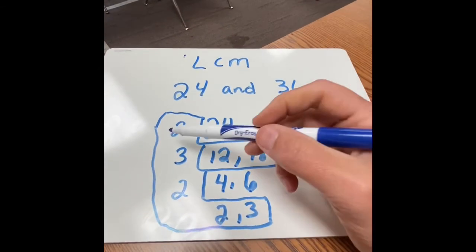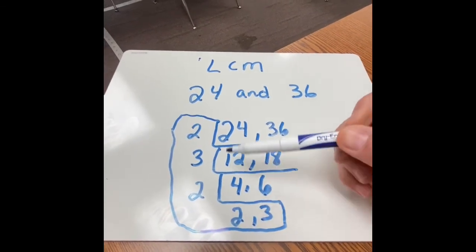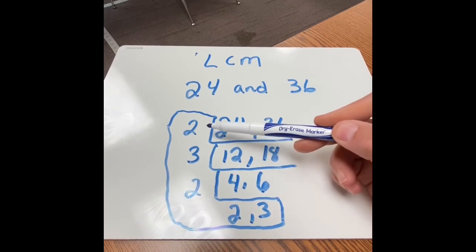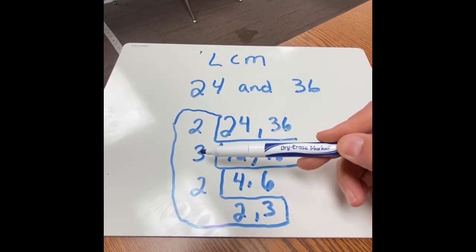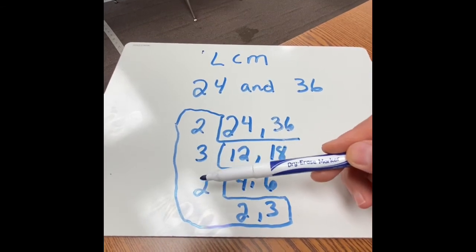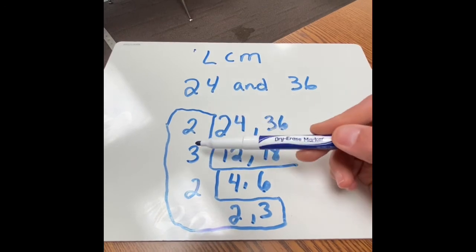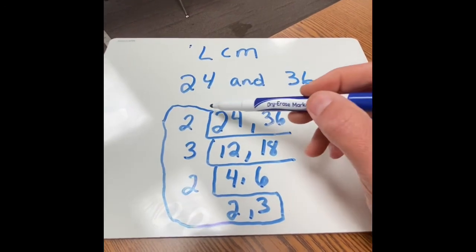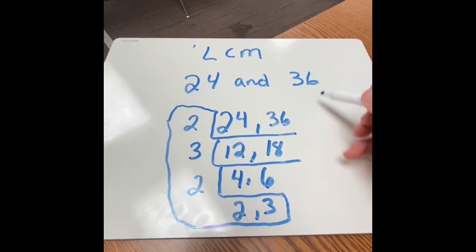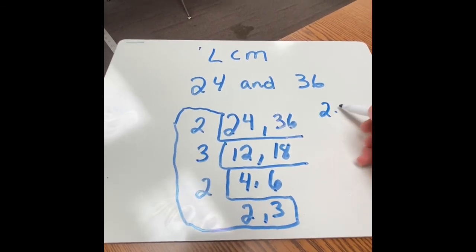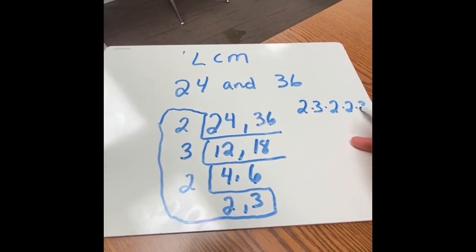Now, let's look. We have to multiply all the outside numbers. Now, if we were just finding the GCF, it would be just multiplying these numbers, right? 2 times 3 is 6. 6 times 2 is 12. 12 would have been the GCF, but for the LCM, we also have to multiply the 2 down at the bottom. So we're going to go 2 times 3 times 2 times 2 times 3.